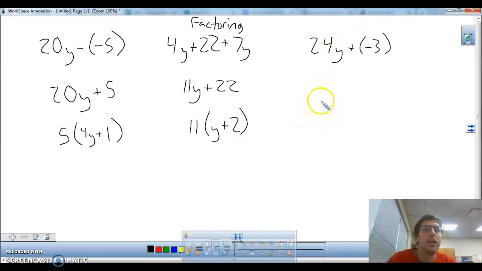Okay, again, clean things up here. 24y, adding a negative, same as subtracting positive 3, right? Now, what's the greatest common factor we can pull out of everything? A 3, right? So, when we pull a 3 out of 24y, that gives us 8y. 3 times 8y is 24y. Minus 3 times what gets you 3? 1. Okay?